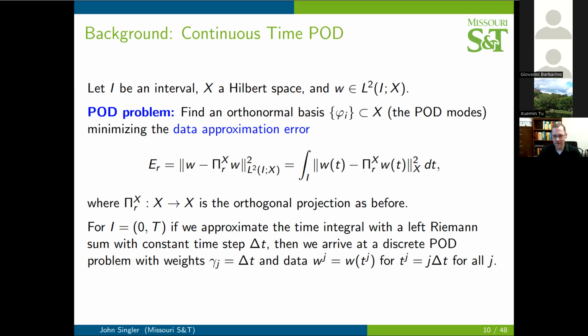And how do we get back and forth between them? You can take a left Riemann sum on this time integral and arrive back at that discrete POD problem. I won't go into the details, but that's how to connect them. The weights there, if you do this specific thing, will be constant weights, always delta t, as if you have a constant time step. That's unnecessary, but I'll just look at it this way.